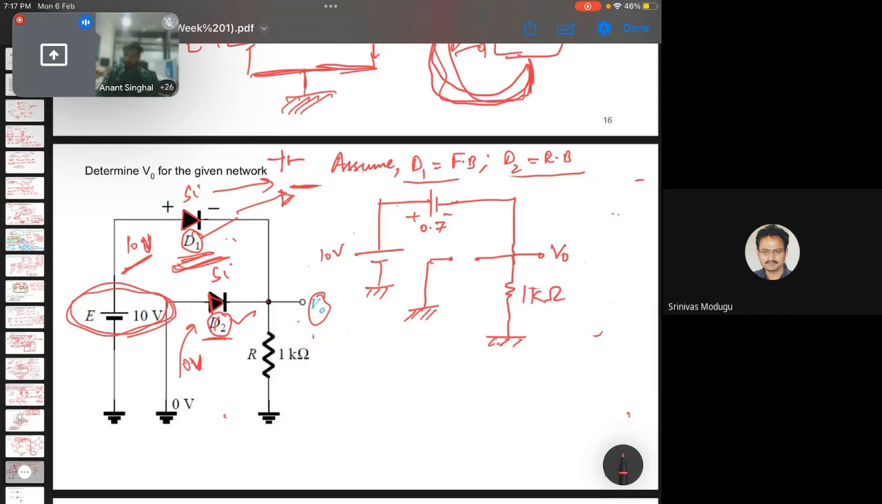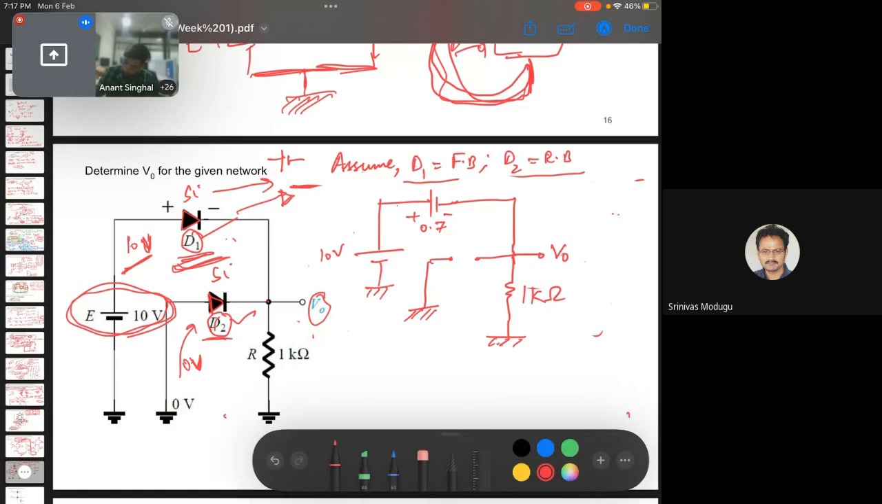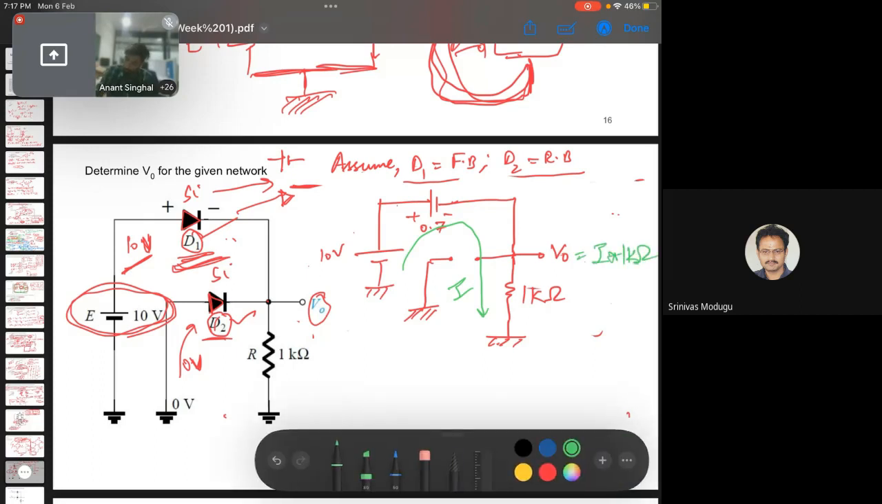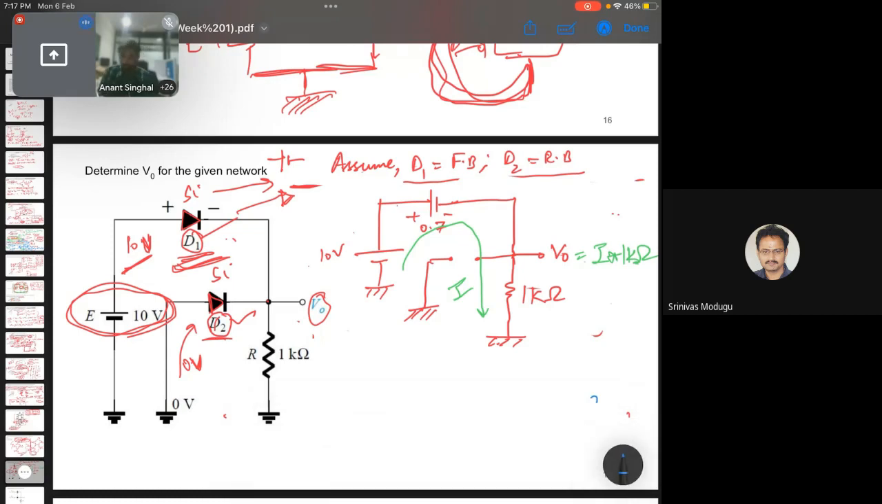So we can see this branch can be neglected, and V0 will be nothing but whatever the current passing through this circuit gives, so V0 will be I into this 1 kilo ohm. We can apply KVL here, Kirchhoff's voltage law. Since this loop is complete, we can write minus 10 volts plus 0.7 plus the current across the resistance times the resistance value, which is 1 kilo ohm, equals 0.